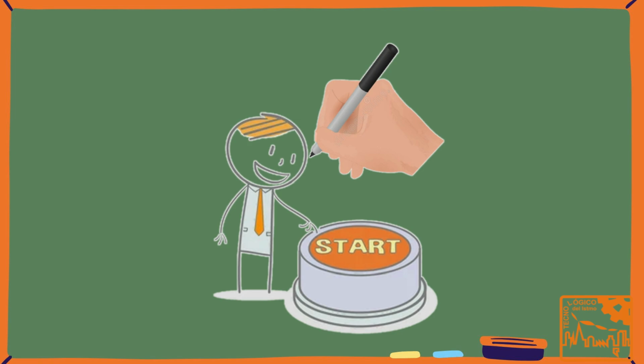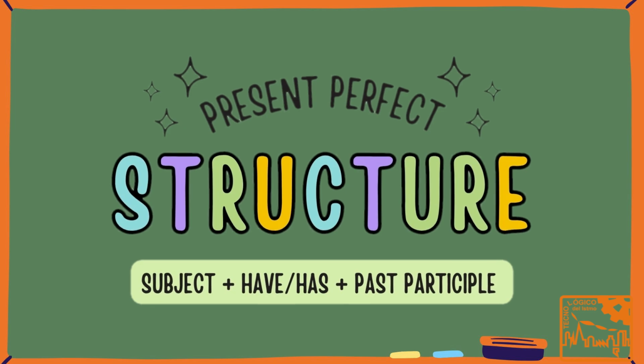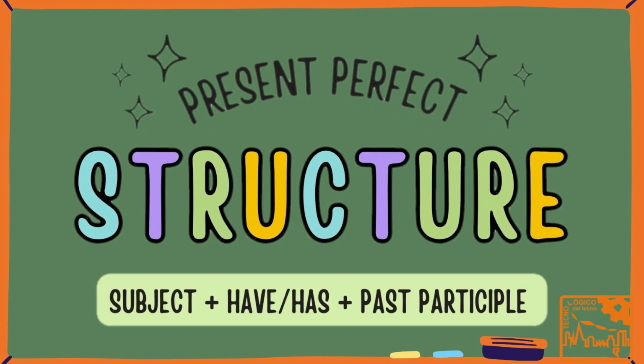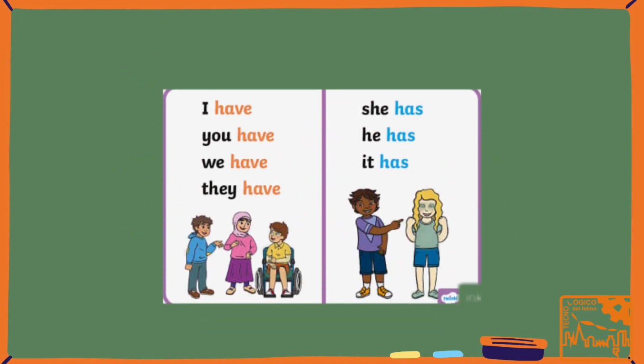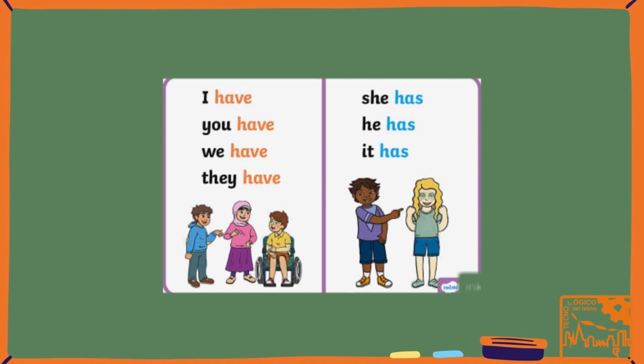Let's begin. First, let's look at the structure of the present perfect. The present perfect is formed using the subject plus have or has plus the past participle of the verb. Use have with I, you, we, and they. Use has with he, she, and it.